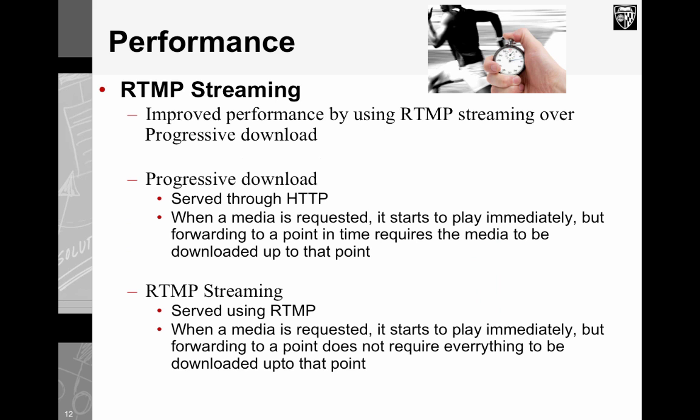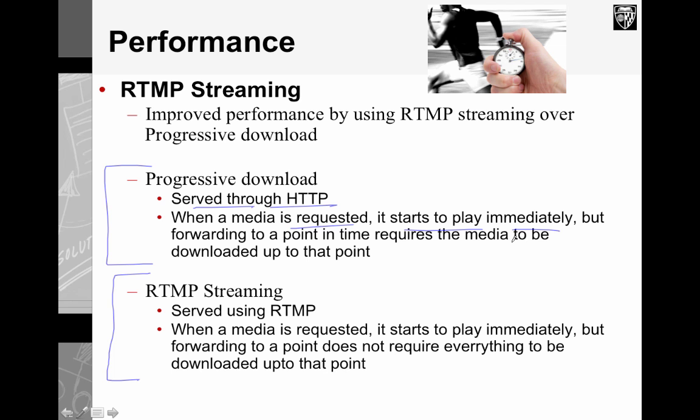When it comes to RTMP streaming, there are some specialized performance tuning that CloudFront has done. In order to understand the specialized performance tuning for RTMP, we need to understand progressive download versus RTMP streaming. Progressive download technology is served through HTTP, and in this technology, when somebody asks for a media, it starts to play the media immediately because it makes the request to the server, starts getting the content, and then it starts playing the media.